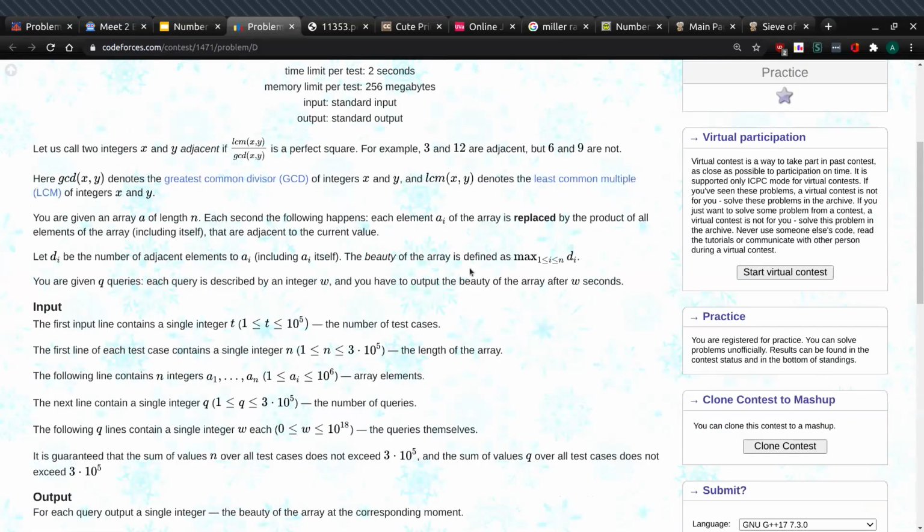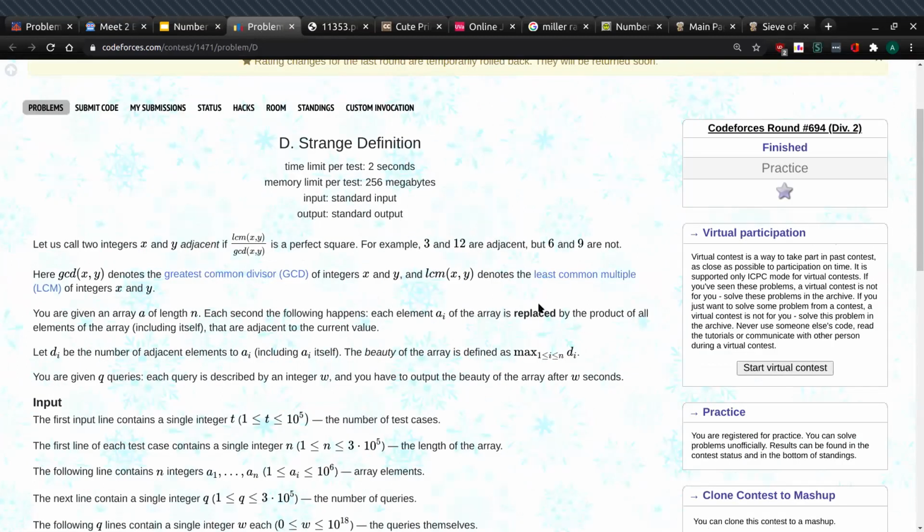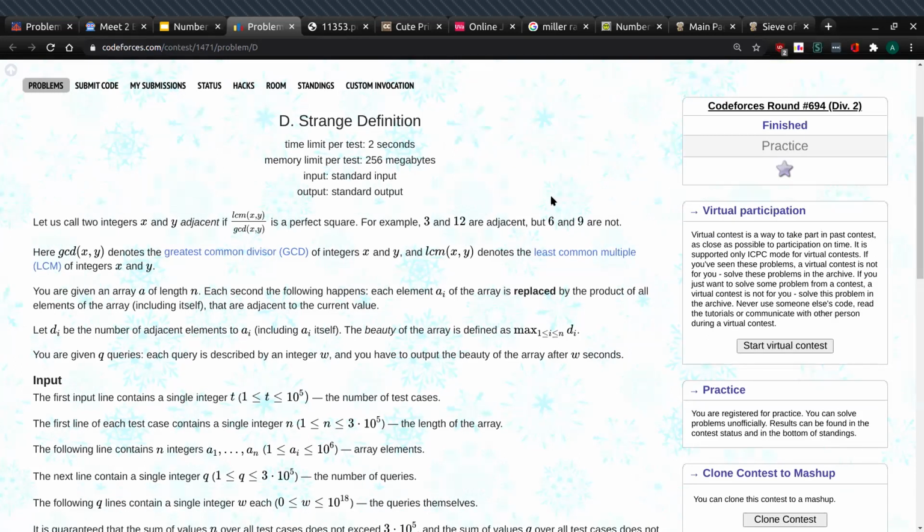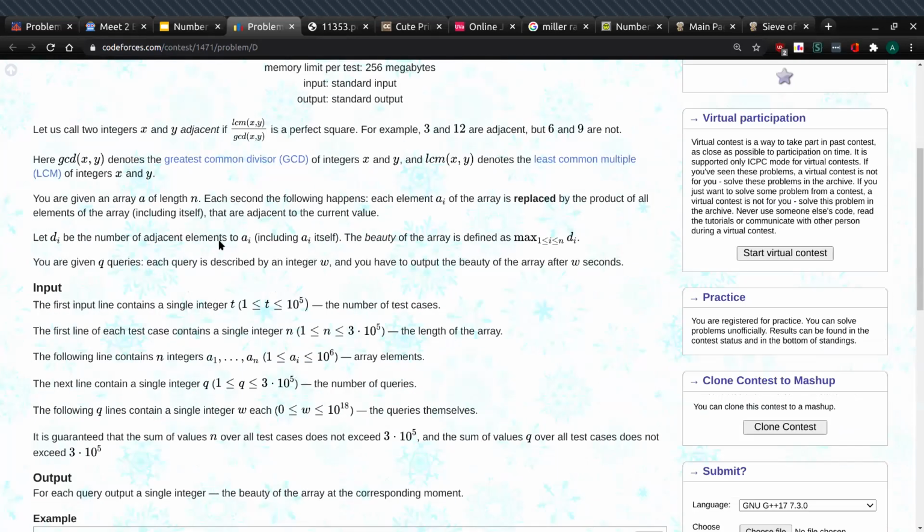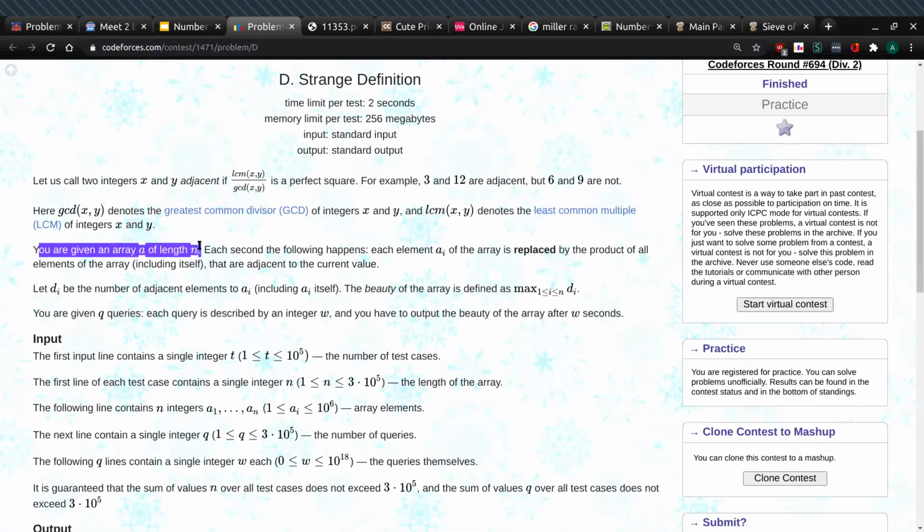So this is a problem from a recent contest. Let's just read the problem once. We have two integers x and y. They are adjacent if LCM of x, y upon GCD of x, y is a perfect square. For example, 3 and 12 are adjacent because LCM of 3 and 12 is 12 and GCD is 3. So 12 divided by 3, that is 4, is a perfect square. But 6 and 9 are not. We have been given an array A.